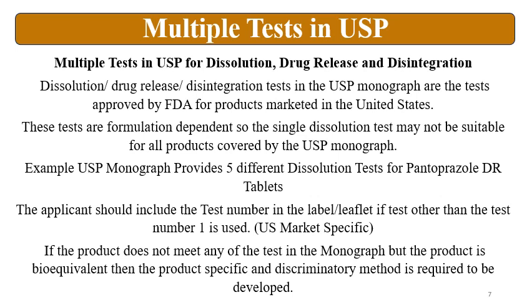Then there are some examples, like pantoprazole DR tablets. USP provides 5 different dissolution tests for pantoprazole DR tablets. And the applicant should include the test number in the label or leaflet, also known as the patient information leaflet or PIL, if a test other than test number 1 is used. So this is a US market specific requirement and you may find a number of products with such kind of labels.